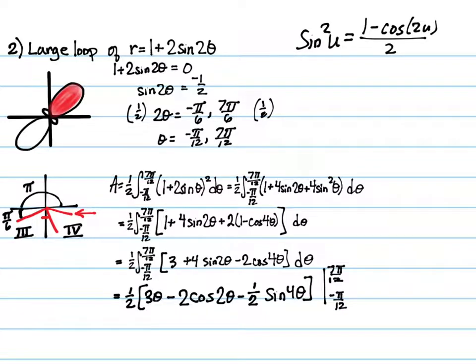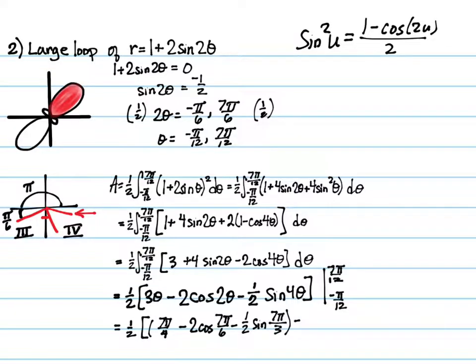So we'll evaluate that. We'll plug those in. So I have 1/2. I have 7 pi over 12 times 3, so 7 pi over 4 if I multiply it. Minus 2 cosine of 7 pi, and it's a double angle, so it's 7 pi over 12 times 2, so it's 7 pi over 6, minus 1/2 sine of 7 pi, and on this one it's a 4 times angle, so 12 becomes a 3, 7 pi over 3.